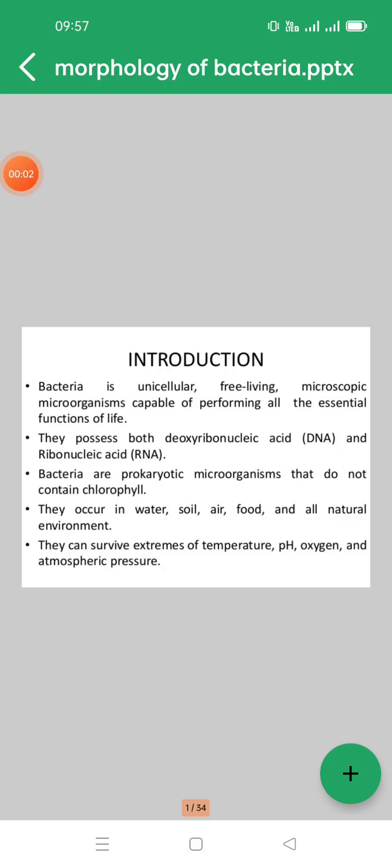Good morning to all. Today we are going to see about the morphology of bacteria. Morphology in the sense we are seeing the structures and other things, their functions, everything. Bacteria, we know, is a unicellular organism and it is a free living one. They are capable of performing all the functions of life like other eukaryotic organisms.